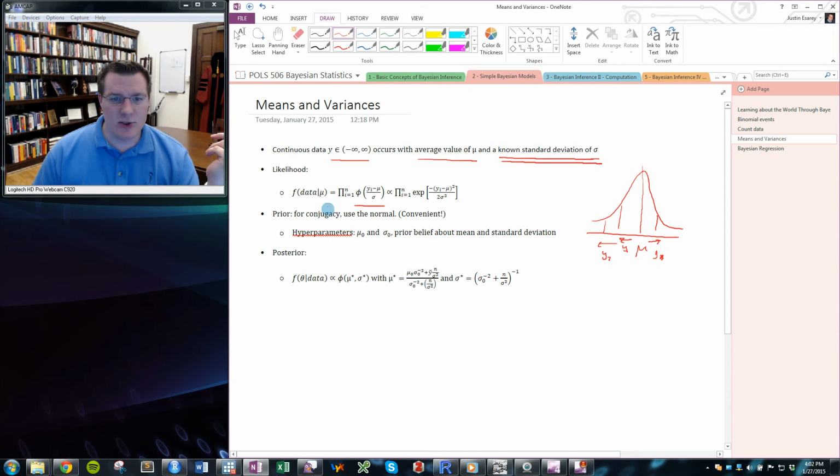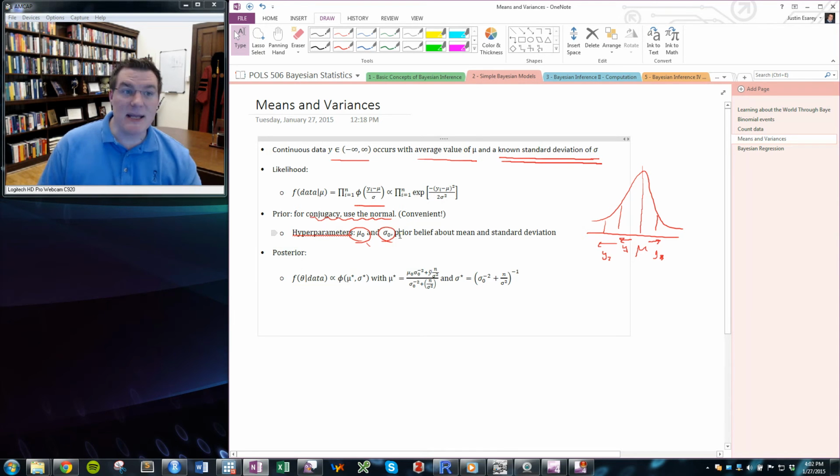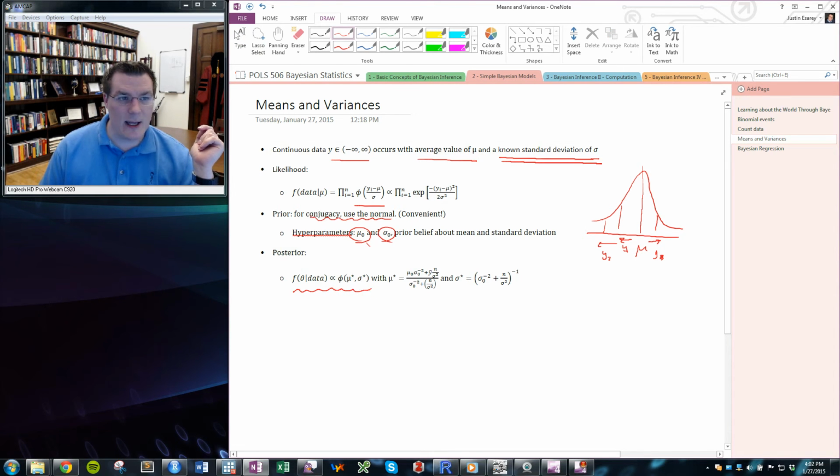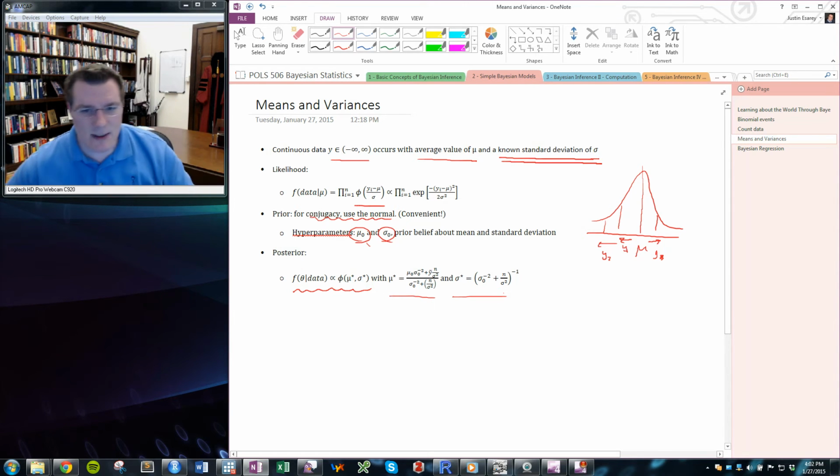This is an easy one in terms of finding a conjugate prior. It's the normal. So if we want to have a density that's conjugate with a normal likelihood, you use a normal prior. And that also means it's pretty easy to think about for most people with some data experience. You just specify a mean and a sigma that correspond to your beliefs about mean and sigma prior to observing this data set. And so the posterior is just proportional to a normal density with a particular mean and sigma.